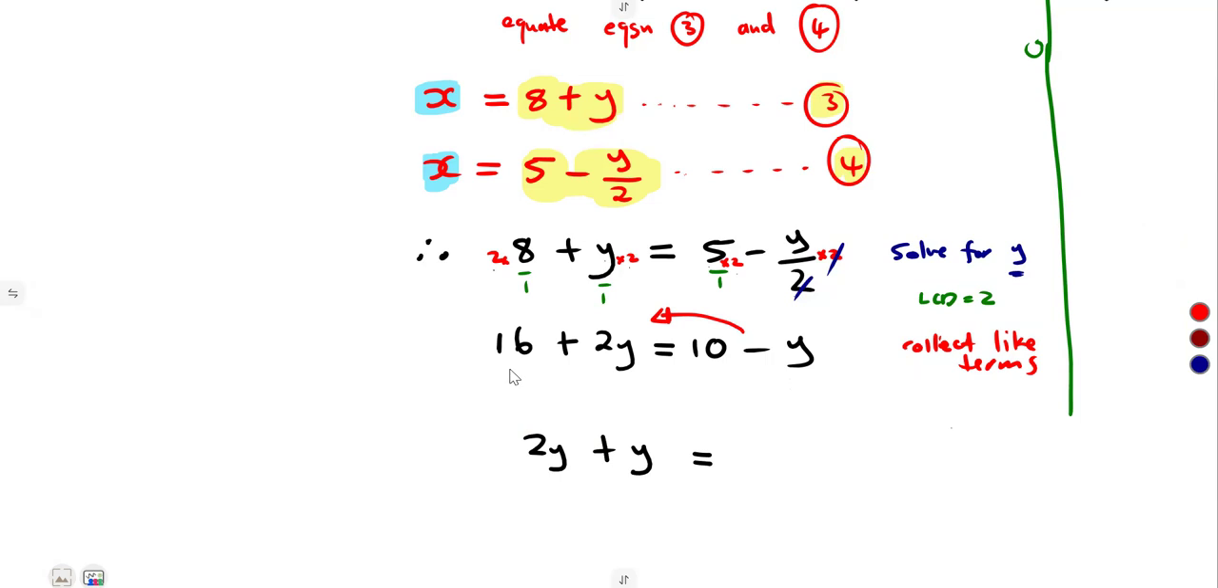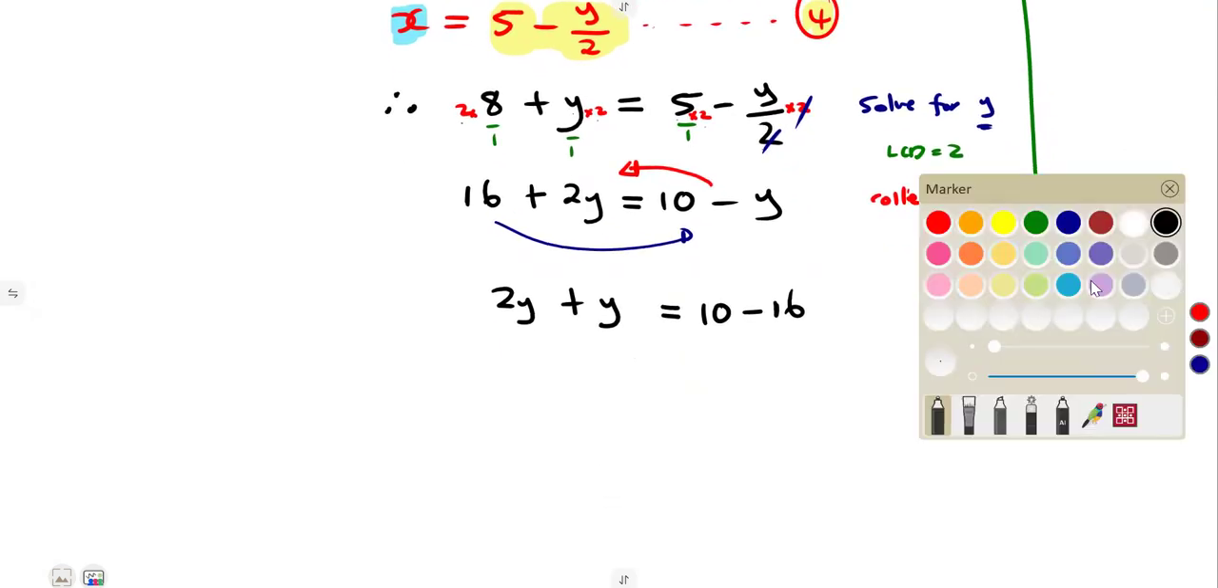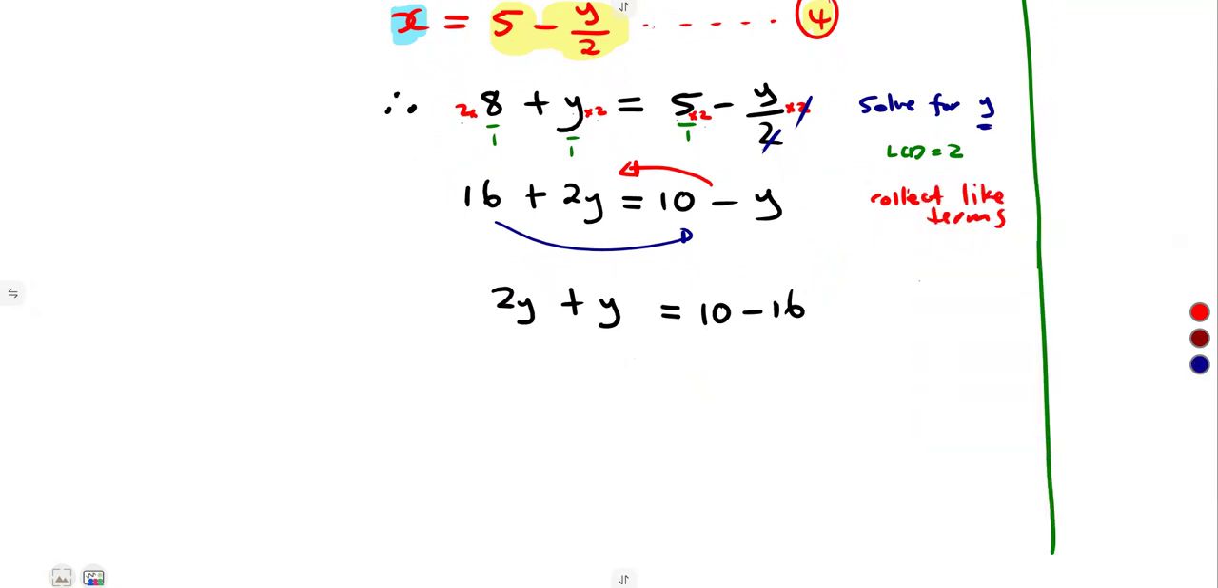That's equal to 16 is going to be taken to the other side. And the moment it crosses the equal sign, it will change the sign. So it is going to be a negative there. So that's 10 minus 16. All right. So this is it. We are almost done. So in order for us to solve here, we have got to simplify what is on the left hand side. 3 plus 1, that is, 2 plus 1, that is 3. So that's 3y is equal to 10 minus 16, that's a negative 6.